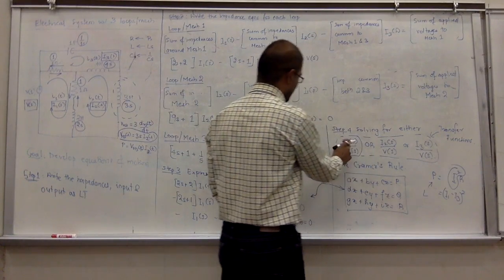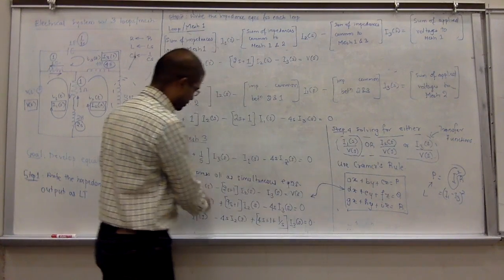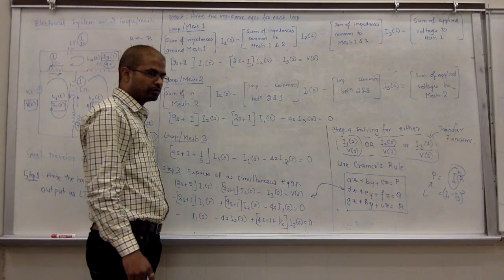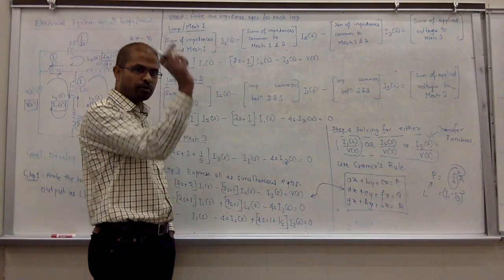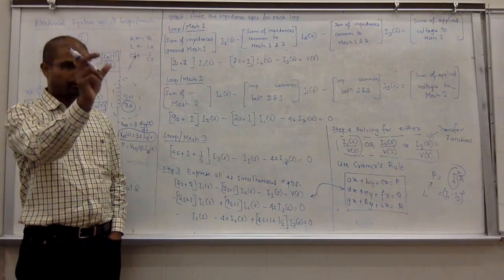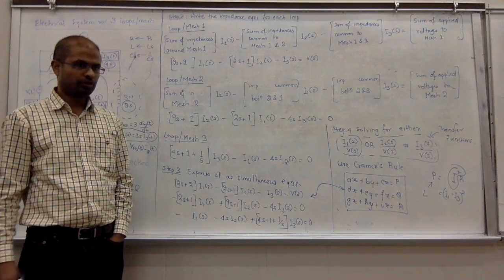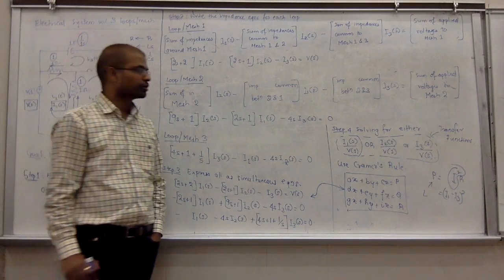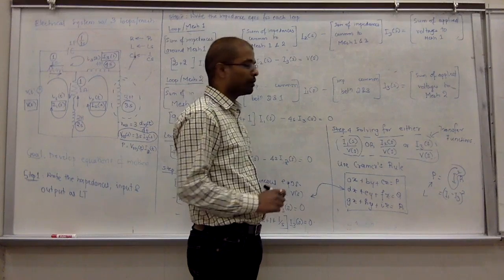So if you extract I1 over V from this, what will be on the right hand side? Some ratio, some polynomial over another polynomial. Numerator polynomial over denominator polynomial. So that is the relationship, that is the mathematical model. It's like, think about your differential equation. How do you develop a mathematical model?